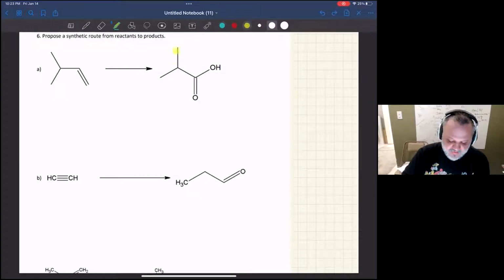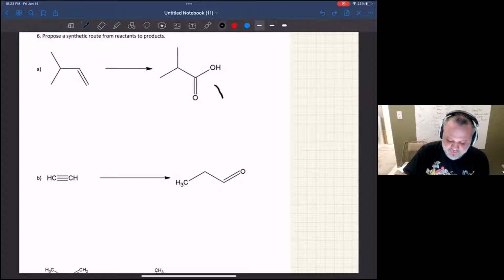Okay, let's think about other things that are going on with this. I've got a carboxylic acid and I've got 1, 2, 3, 4 carbons. How many carbons do I have in my starting material? It looks like I have 5. And so that's also telling me that I'm going to use ozonolysis because I'm missing a carbon. And so let's just go ahead and do this retrosynthetic analysis.